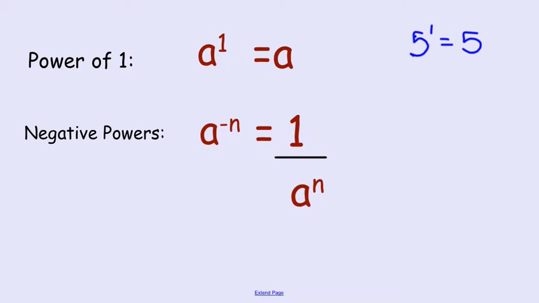This last one is the negative power rule. When you have a negative power, something like this, 3 to the negative 5, you can rewrite it as 1 over 3 to the 5th.